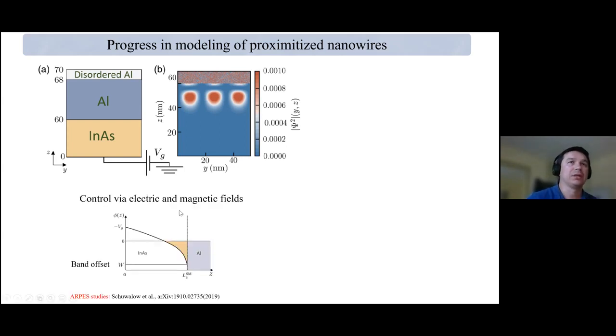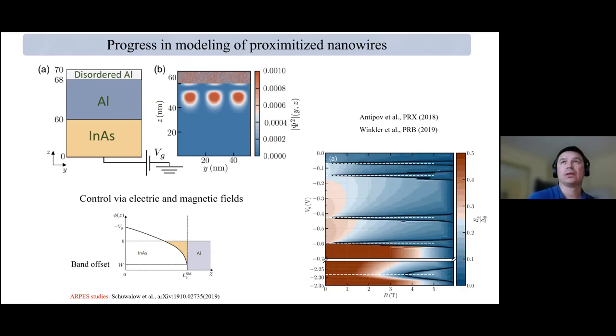So the reason this happens is because when you have, for example, indium arsenide and aluminum, we have accumulation at the interface. This has been shown in ARPES studies in the reference below. And this accumulation actually is band offset, so-called band offset, is of the order of a few hundred meV, so it's significant. And we need to take that into account.